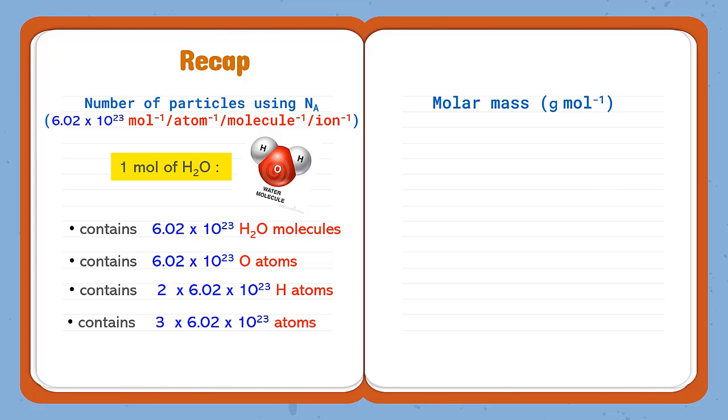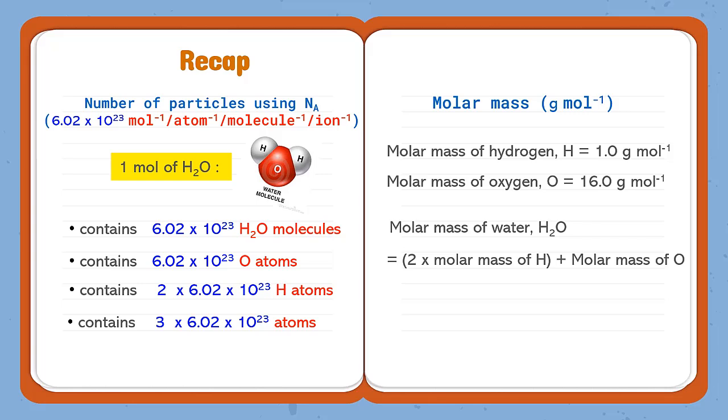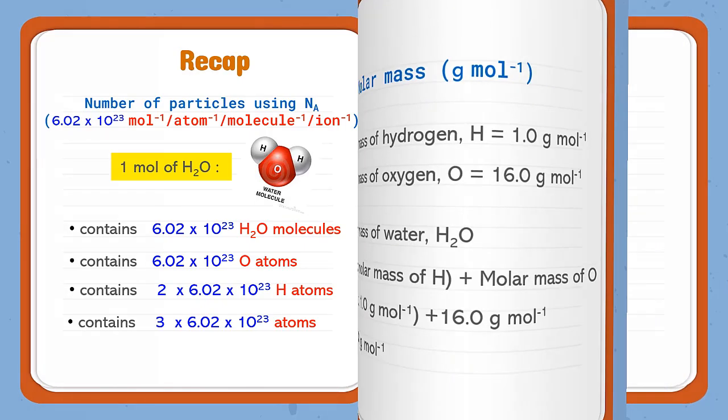For molar mass, with the unit of gram per mole, we know that each hydrogen atom has 1 gram per mole, while the oxygen atom has 16 gram per mole. If you are asked to find the molecular mass of water, you just sum everything up. We have 2 hydrogen and 1 oxygen, so simply 2 times 1 plus 16. And lastly, the molecular mass of water is 18 gram per mole.